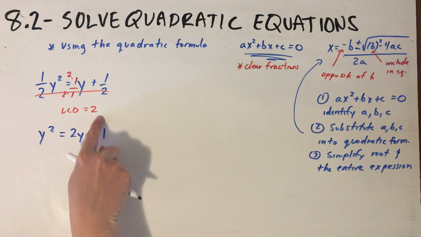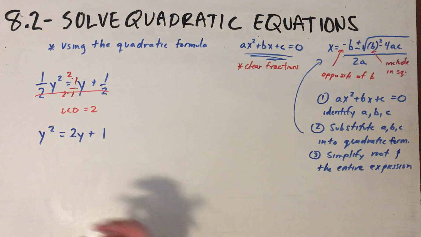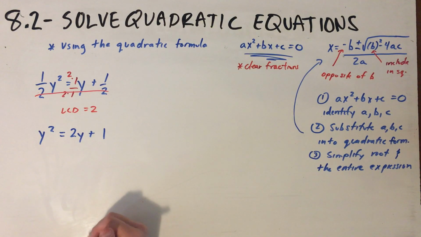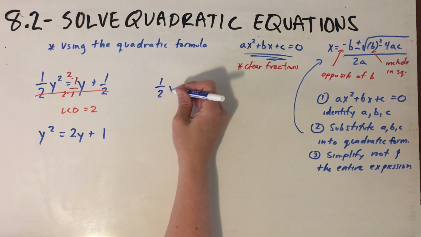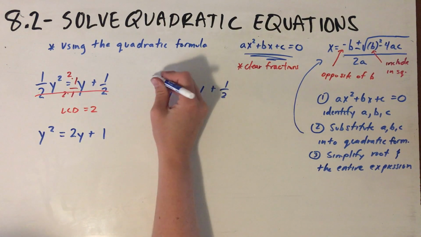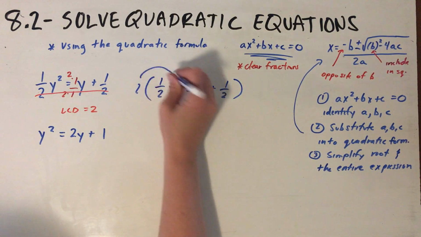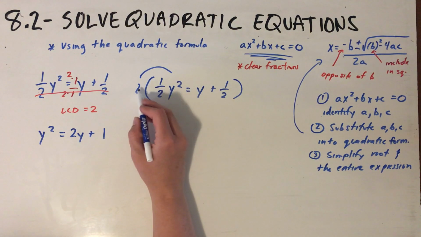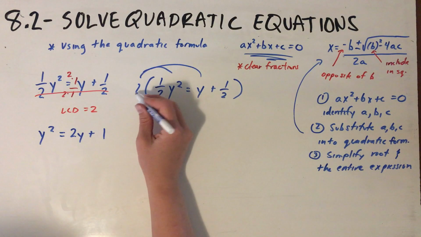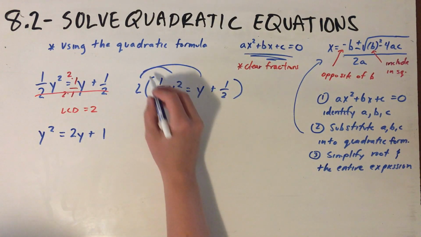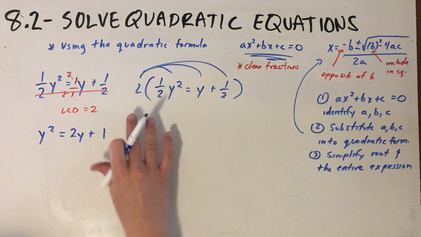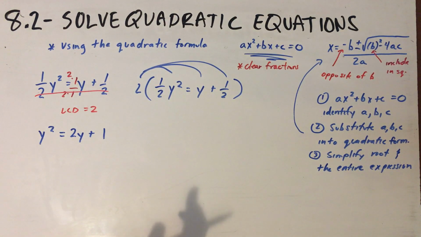Okay, again, so I'm going to identify that LCD, build up the denominators, or use the LCD to multiply all of it. And regardless of how you think of that, you will still come up with the same thing. So if I were to distribute this 2 instead, this would be 2 times 1/2. That's still the y squared right here. This would be 2 times y, which is this 2y, and this would be just plus 1. So whether you build up the denominator or you distribute it, it doesn't matter.